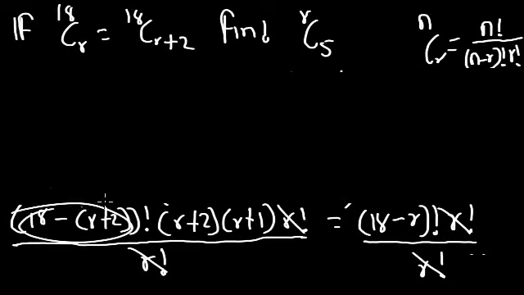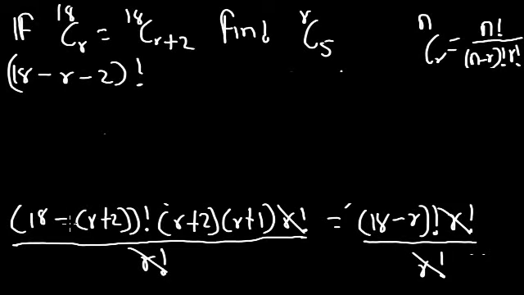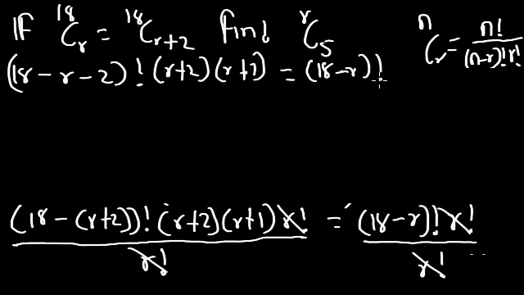So first, let me expand this bracket over. That will be 18 minus r minus 2 factorial. What I did was distribute the minus, which will affect both of them. So that is multiplying r plus 2, r plus 1, and that is equal to 18 minus r factorial.